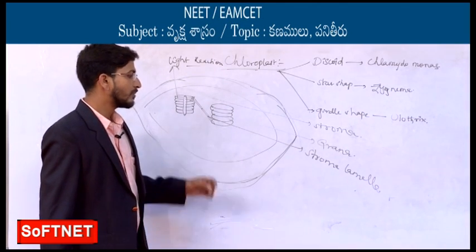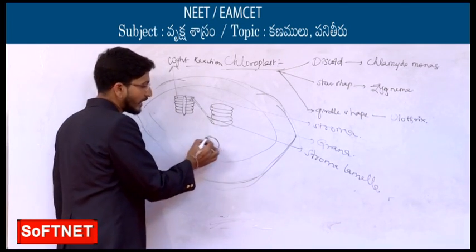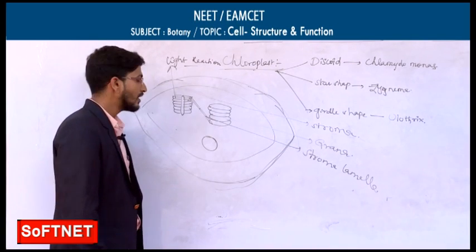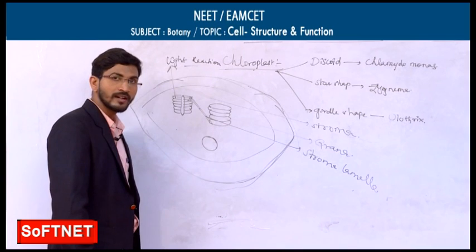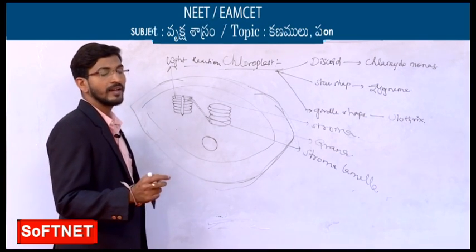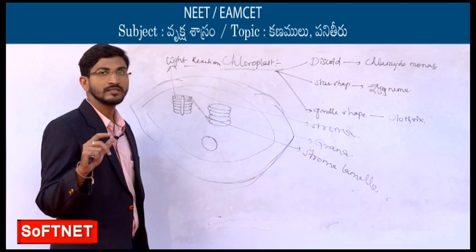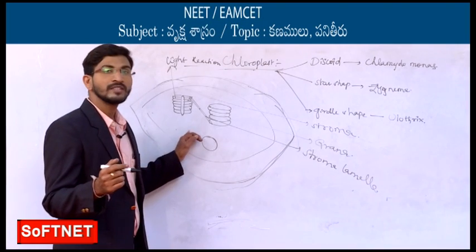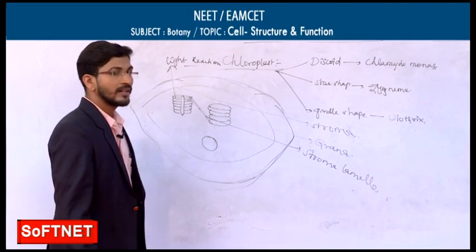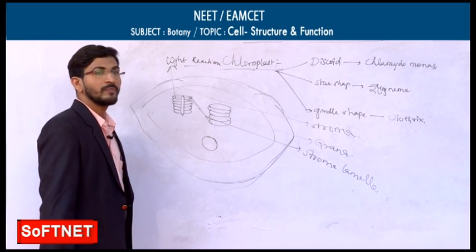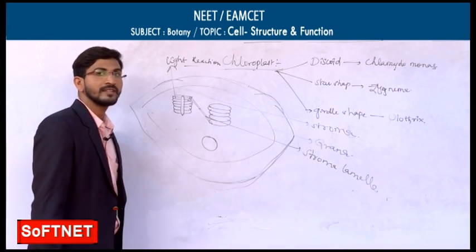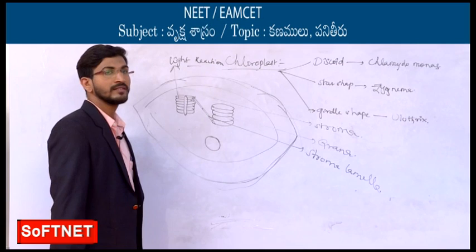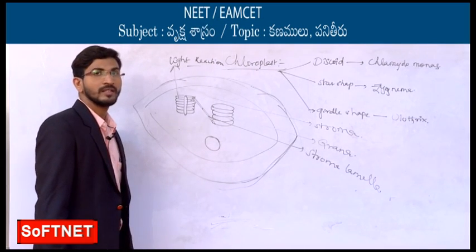So this is about the stroma, and in this stroma you will find the double circular DNA and DNA polymerase, and also RNA polymerase, and 70S ribosomes are also present. Due to the presence of this DNA and ribosomes, they are able to synthesize some of the proteins. That's why these organelles are also known as semi-autonomous organelles. Because of the presence of DNA polymerase, DNA and 70S ribosomes, this chloroplast is able to synthesize some of its own proteins. That's why it is known as a semi-autonomous organelle.